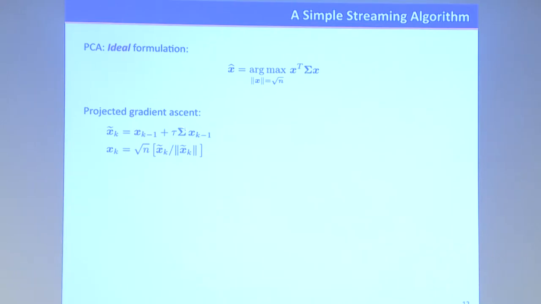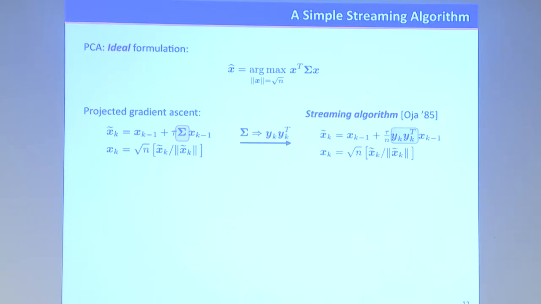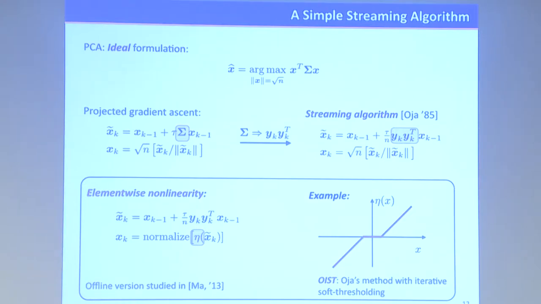Now, to actually solve this problem, we can use a so-called projected gradient ascent method, where at every step we take a gradient ascent step followed by normalization. We want to make sure the norm stays the same, and this is equivalent to a power iteration method. Right? Okay. Now, there is only one problem with this method. This algorithm requires knowledge about the population covariance, Sigma, which we never have access to. Instead, we only have access to data. So what we do is replace Sigma by the instantaneous noisy approximation, y y transpose. And we reach this very simple streaming algorithm, so-called Oja's method. This is a classical algorithm from 1985. Now, we can also make things more complicated by adding a nonlinearity after each gradient ascent step.